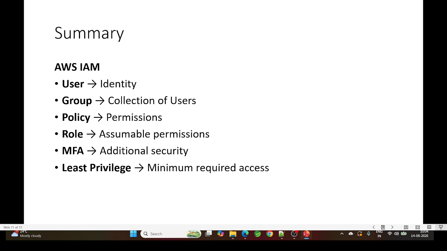Let us summarize today's lesson. IAM helps us to securely manage access to AWS resources. Users represent identities. Groups organize users. Policies define permissions. Roles provide assumable permissions, especially useful for AWS services and applications. MFA adds additional security and least privilege helps us to avoid unnecessary access. In the next video, we will learn about the practical demonstration of IAM.